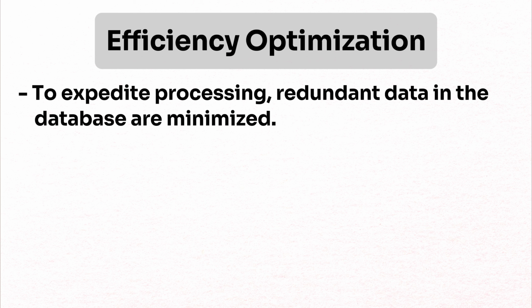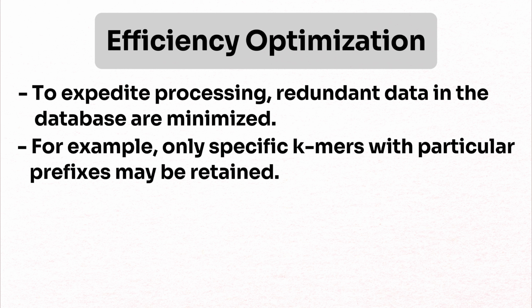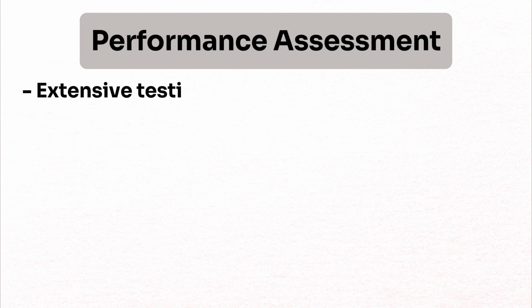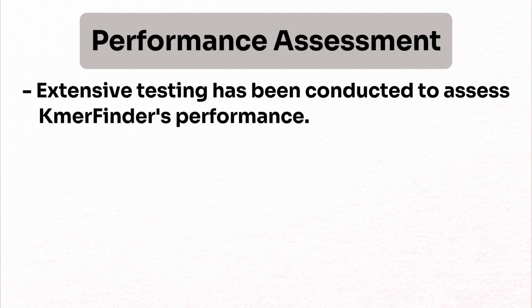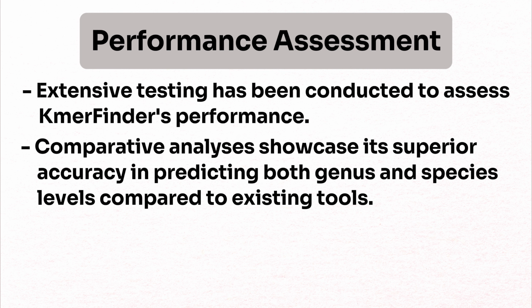Efficiency optimization. To expedite processing, redundant data in the database are minimized. For example, only specific Kmers with particular prefixes may be retained. This optimization ensures swift and efficient species prediction. Performance assessment. Extensive testing has been conducted to assess Kmer Finder's performance. Comparative analyses showcase its superior accuracy in predicting both genus and species levels compared to existing tools.